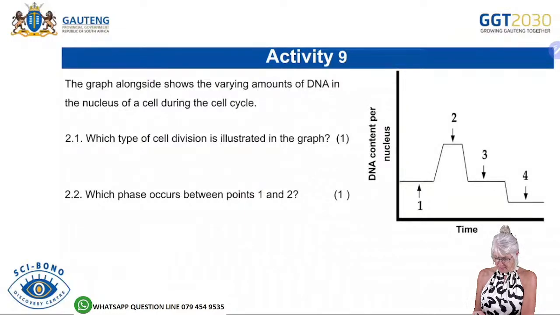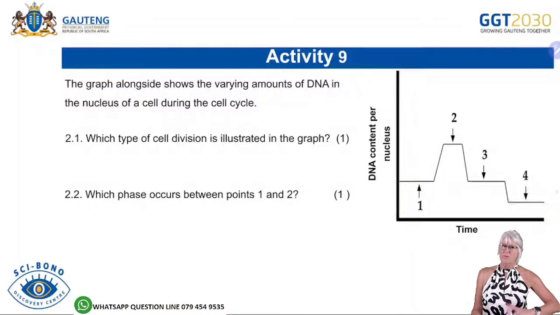So here we can see there's a certain amount, and then it doubles. So that at point 2, the DNA is now going to be double the amount of DNA. Then before point 3, we have the reduction of the amount of DNA. So we go back down to normal, and then we have a further reduction where we go down to half the amount of DNA. Okay, so I'm sure you can already think of some of the questions they're going to ask you. So let's look.